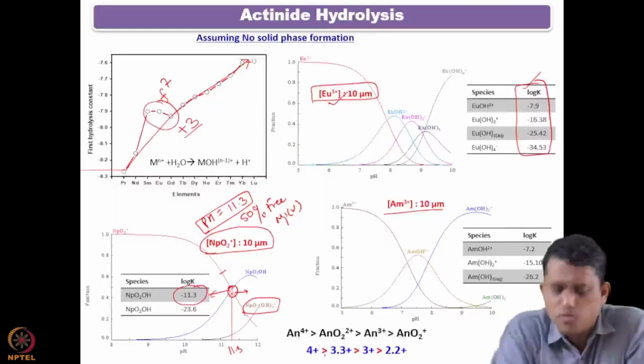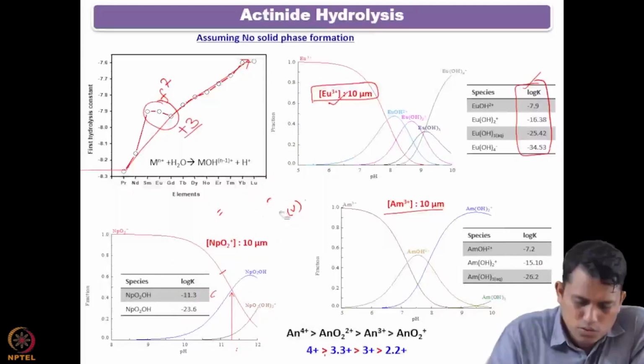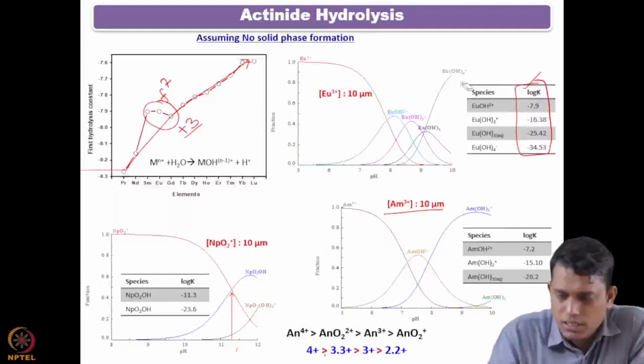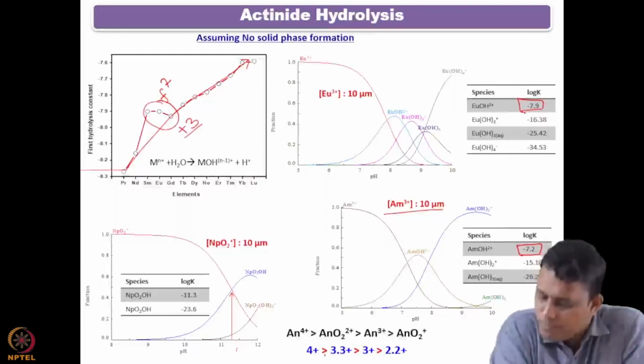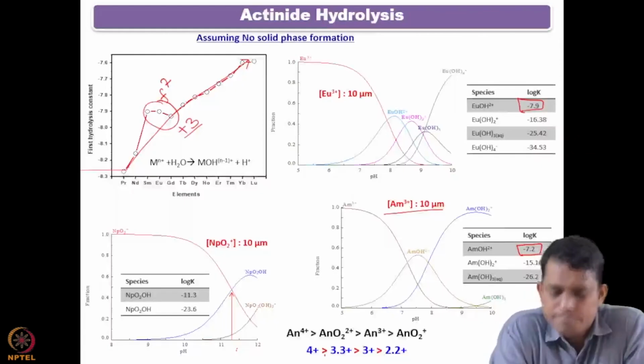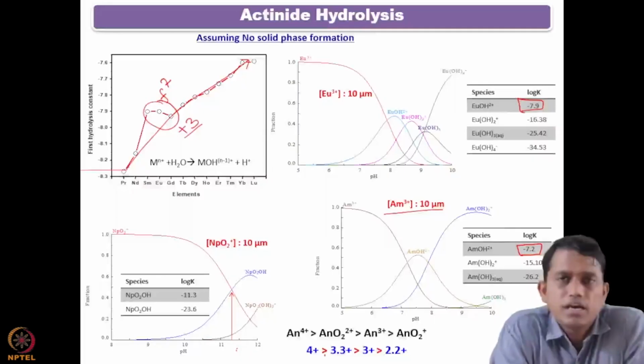And here again I'm showing you americium. As you can see from the values of the first hydrolysis constant, americium is more prone to hydrolysis compared to europium. The values are less negative, so they are more prone to hydrolysis compared to the lanthanides. So the trend is that the tetravalent gives more hydrolysis than the trivalent, and the lowest one we are assuming is for the pentavalent.